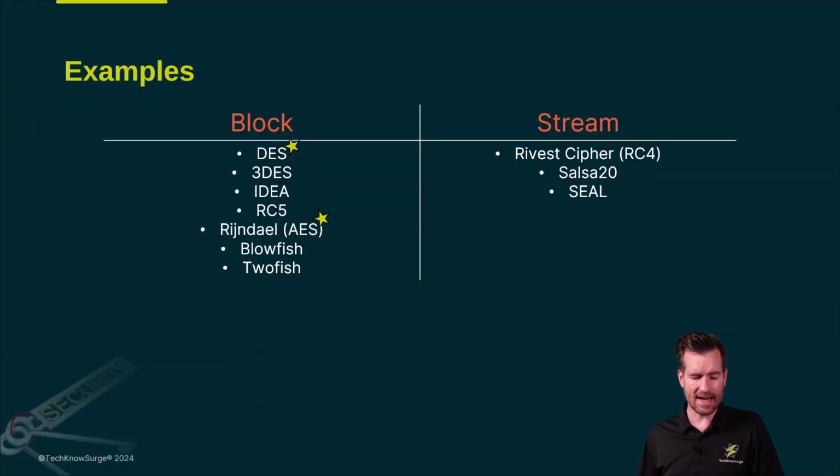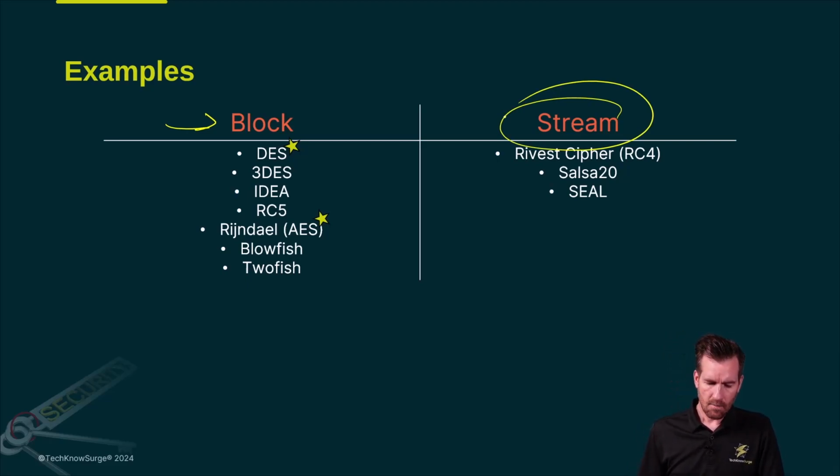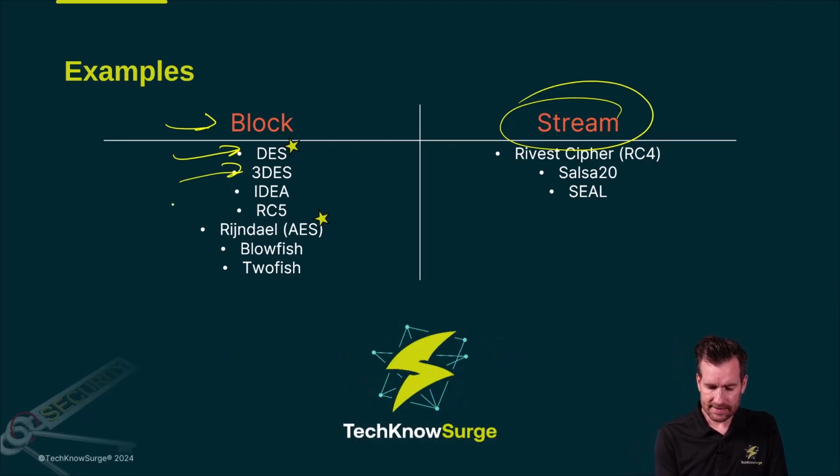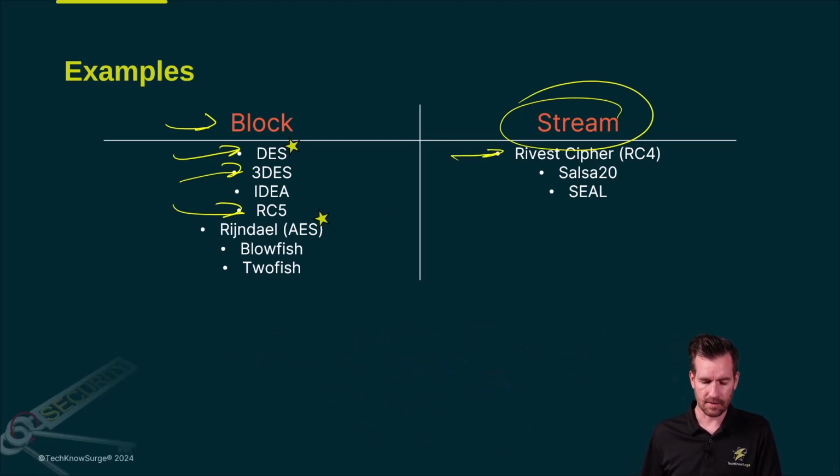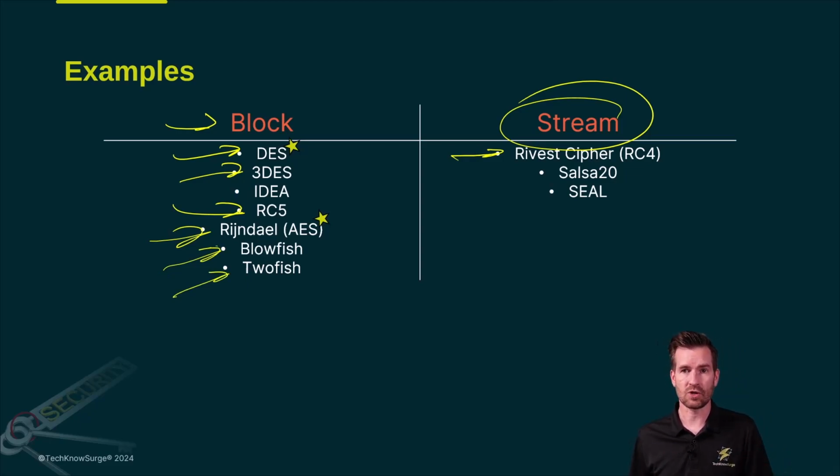So what are some examples of these? Well, as I mentioned, block ciphers are more common, and so there are a lot more of them. Stream ciphers, not as much. But DES, we've talked a lot about DES. Triple DES is another example we'll talk about here in a second. RC5 and RC4, notice that one's a stream cipher where the other one's a block cipher. Rijndael, and we'll talk more about Rijndael and AES here in a little bit. Blowfish and Twofish, you'll also hear those terms out there.